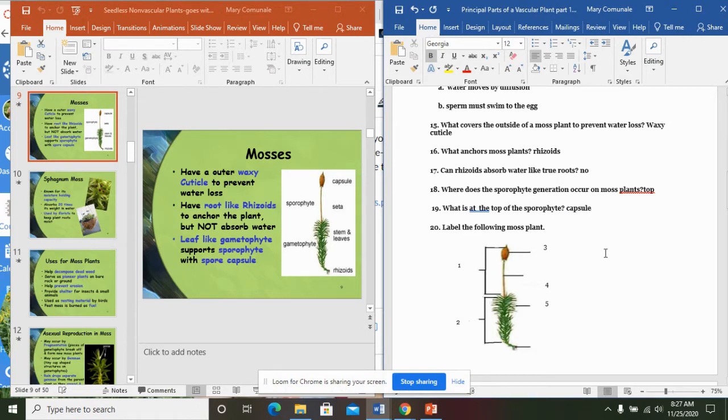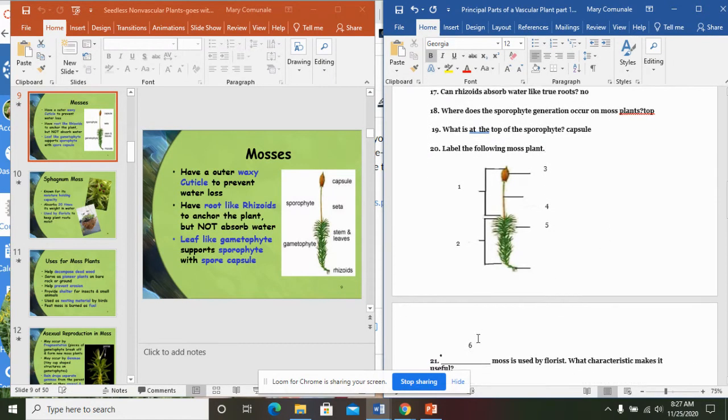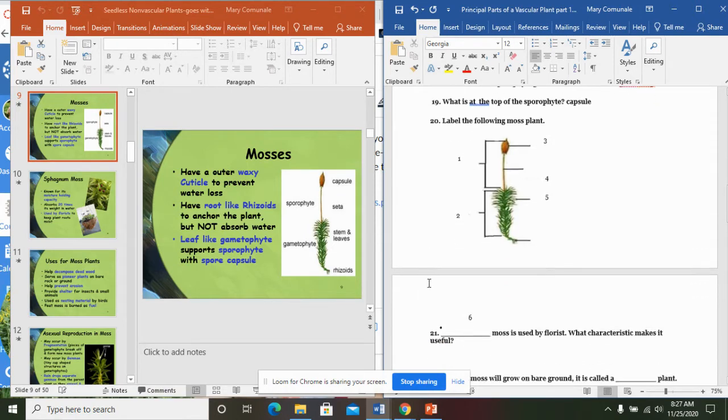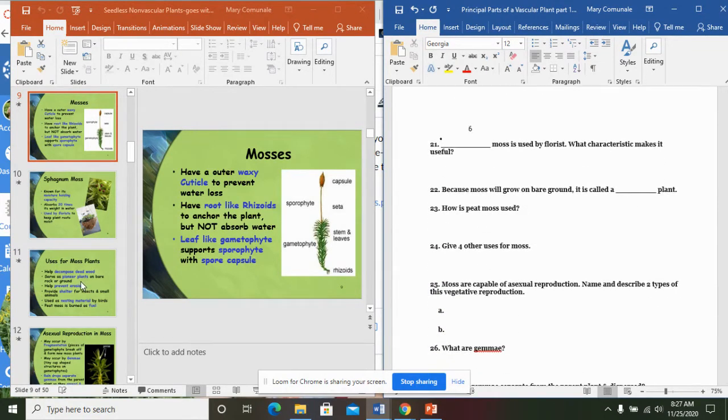And then you have to label this one. So number 1 would be the sporophyte, number 2 would be the gametophyte, capsule, seta, stem and leaves, and then rhizoids is down here at number 6. Yours will have the numbers in the appropriate places. Mine isn't because I've been writing on the document, which has been shifting things around.